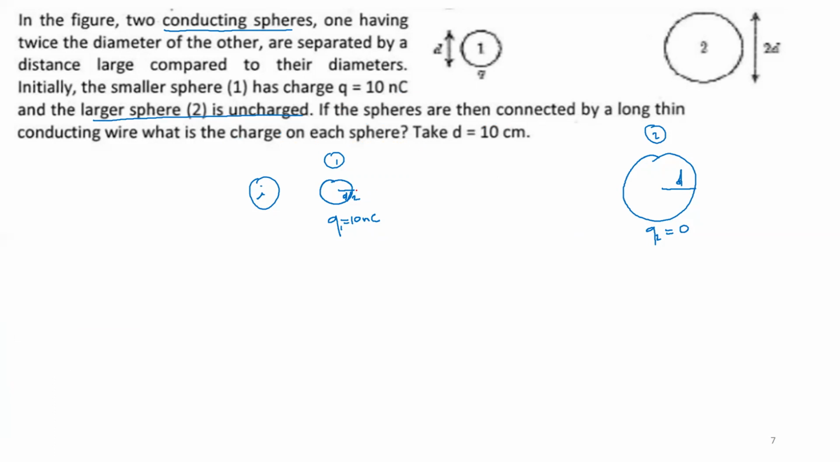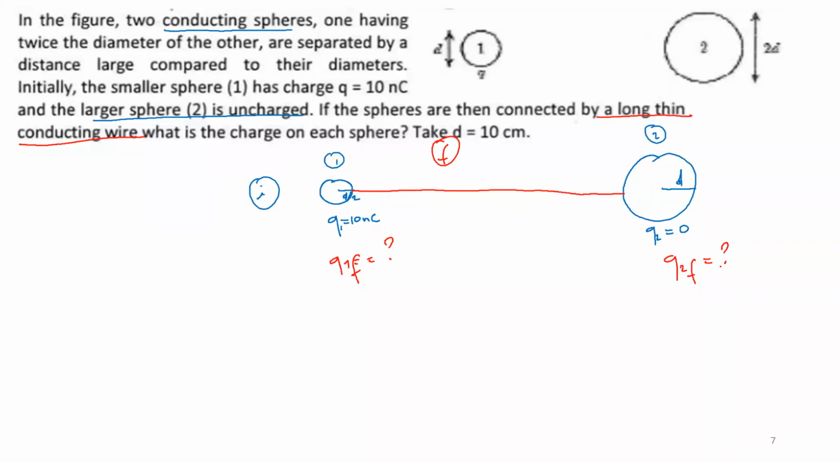Now, in the final configuration, I connect them using a wire, and the wire is long, thin, and conducting. Of course, because I connect them now, they will exchange charge, right? Now, when they exchange charge, so this is final. Now, the question is, what is Q1 final? And what is Q2 final? Is it clear? Okay.